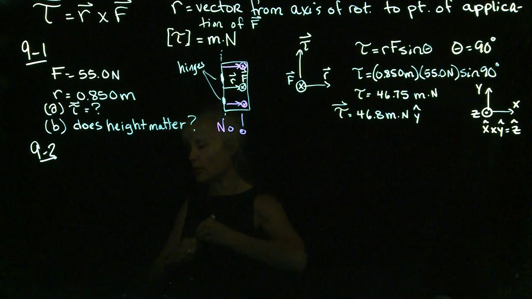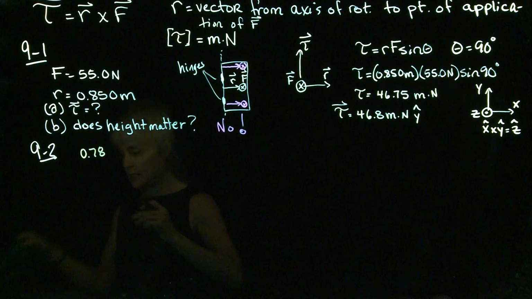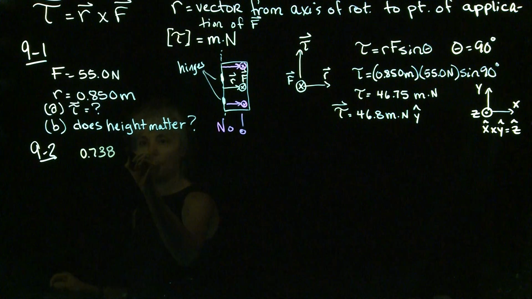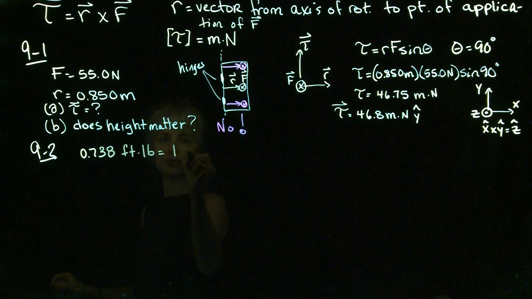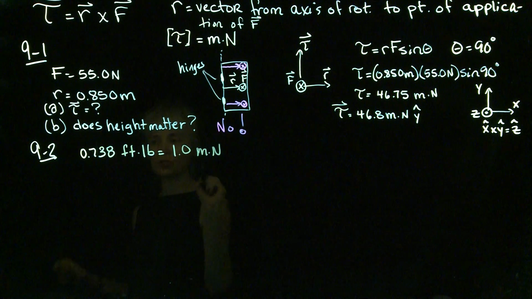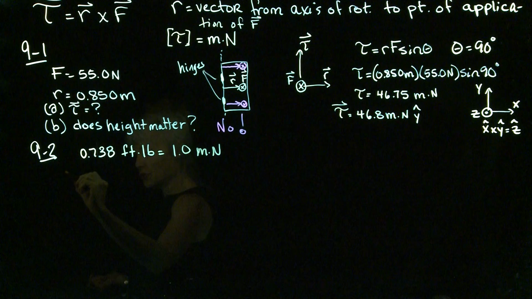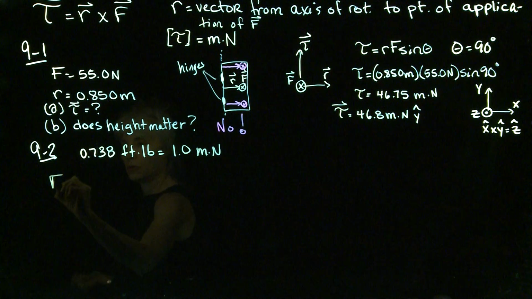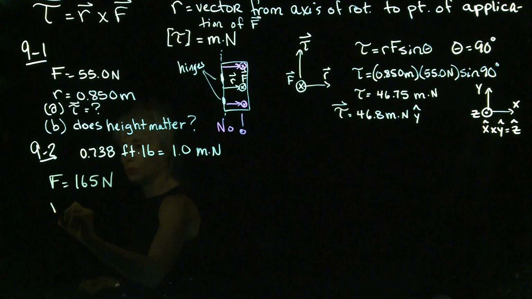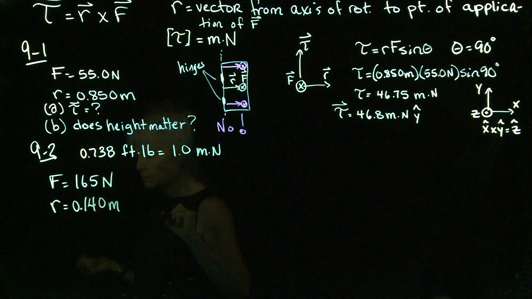If you look in your textbook for conversion ratios, you're going to find that 0.738 foot-pounds are the same as 1.0 meter newton. So this is going to be the conversion ratio we're going to need for part B. So in part A, we're asked to find the torque being exerted by this force. So the force is going to be 165 newtons, and the distance we're applying it from the center of the bolt, where we are summing the torque about, is going to be 0.140 meters.